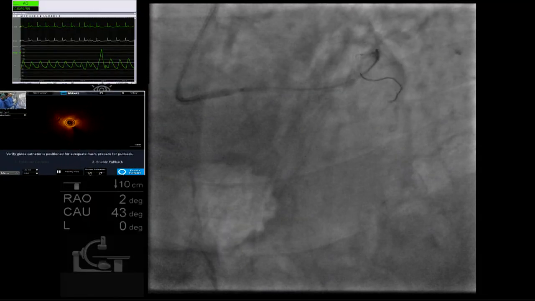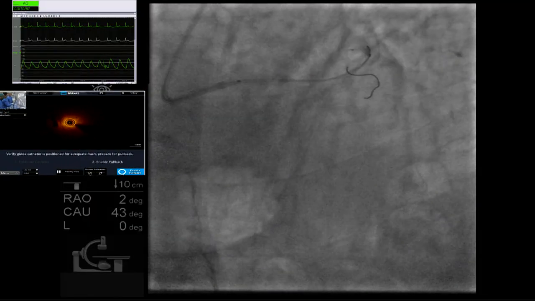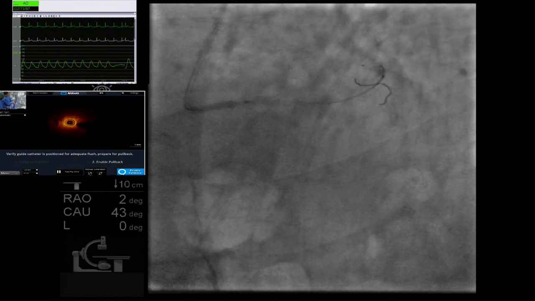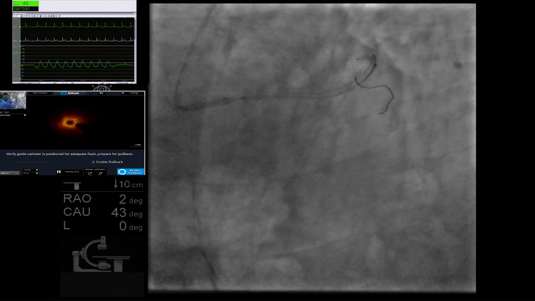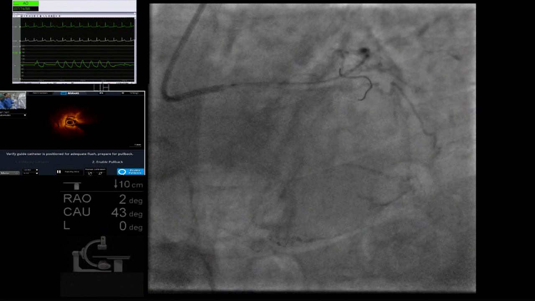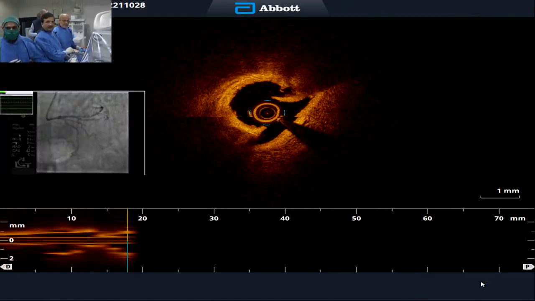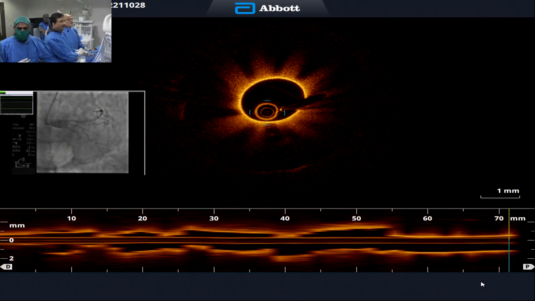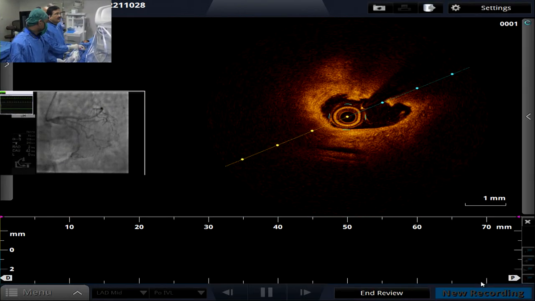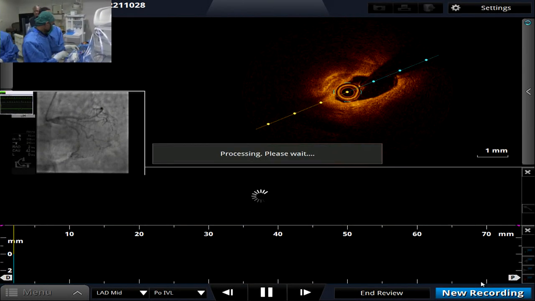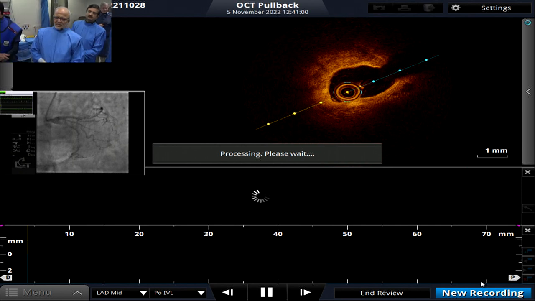I am always worried about guide catheter in calcified arteries, because many of the guide catheter dissections have happened actually in the initial part. Okay, this is fine. Again, survey mode. He's injecting even beforehand to get this view. First class, it's a clean one. Perfect.